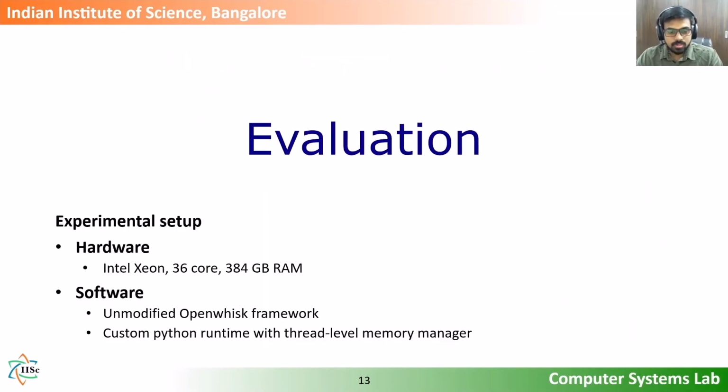Let's move on to the evaluation now. We evaluate Faastlane on an Intel Xeon machine with 36 cores and 384 GB RAM. Coming to the software, we used an unmodified version of OpenWhisk. We deployed our thread-level memory manager inside the running containers on OpenWhisk and allowed Intel MPK related system calls. For comparison, all the computing frameworks were run locally, except for AWS Step Functions, which is run on an AWS cluster.